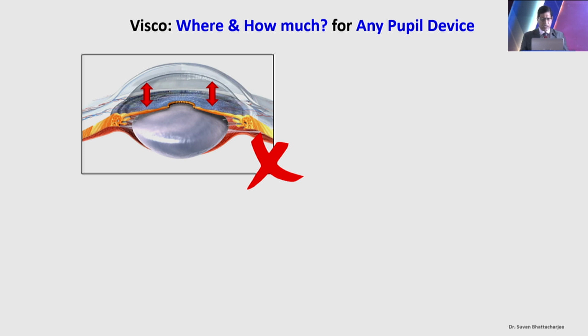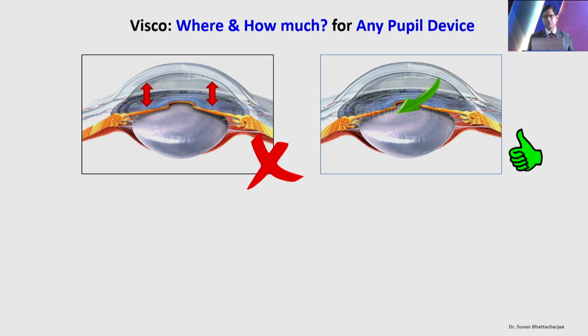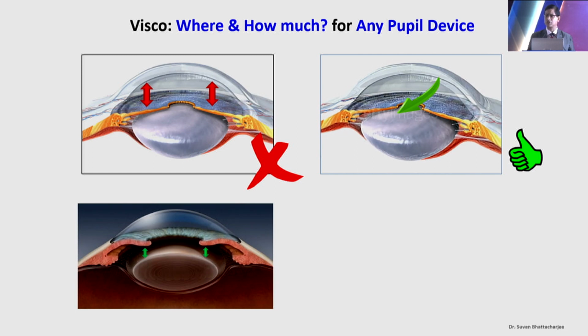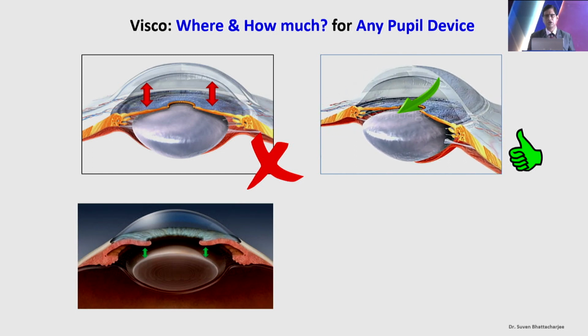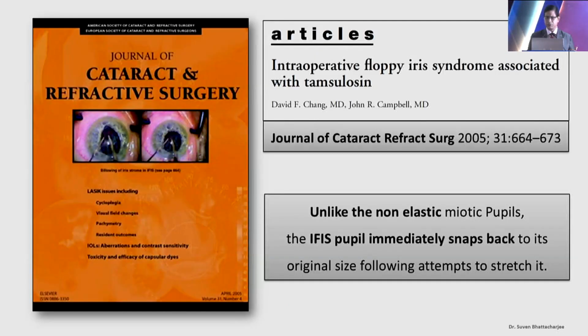Now, injecting viscoelastic to inflate the anterior chamber and expand the pupil is a very bad idea, because you're plastering the iris to the lens surface and leaving no space for the pupil device. So inject viscoelastic under the pupil margin and keep the anterior chamber shallow, so that you lift off the pupil margin a little bit to facilitate placement of the pupil expansion device. Overfilling of the AC is counterproductive. Use viscoelastic under the pupil margin.